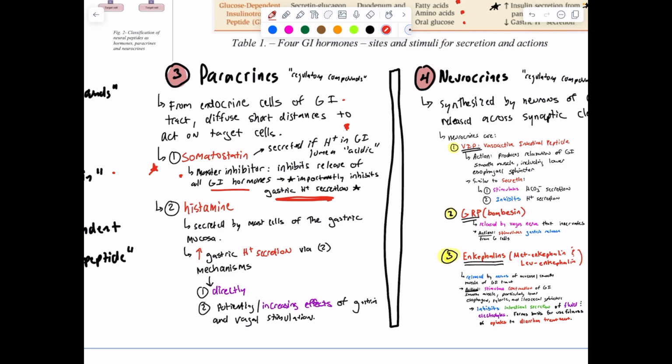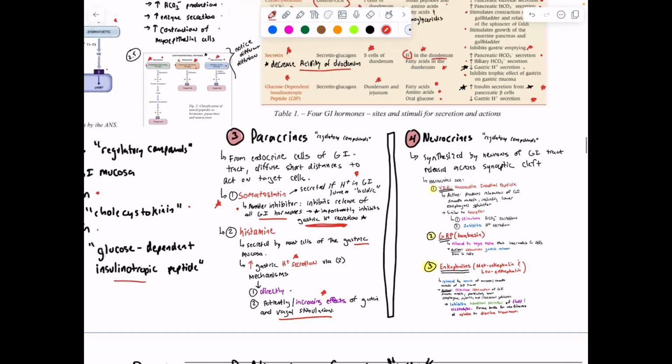All right, and then you have histamine. Histamine, we know, is pro-inflammatory. It's secreted by mast cells of the gastric mucosa, and it's going to increase gastric hydrogen ion secretion via two mechanisms, directly stimulating it, and then potentiating or increasing the effects of gastrin and vagal stimulation of the parietal cells.